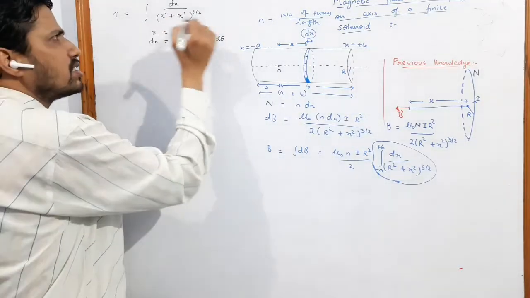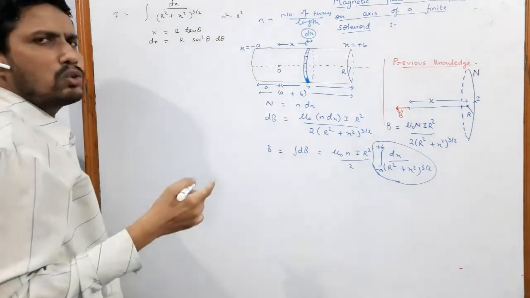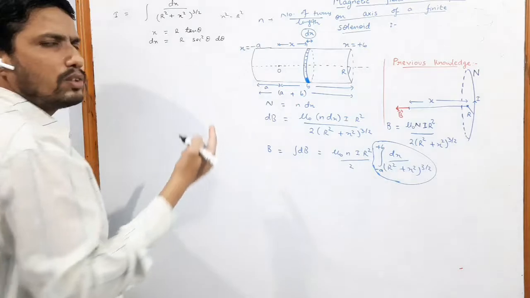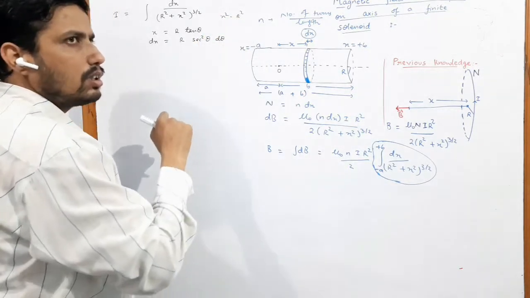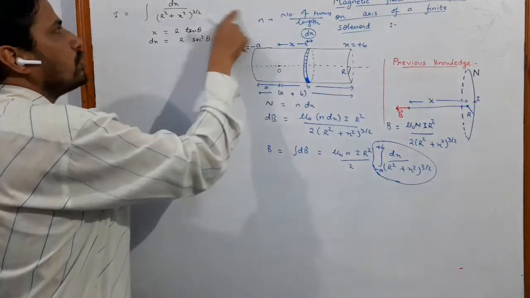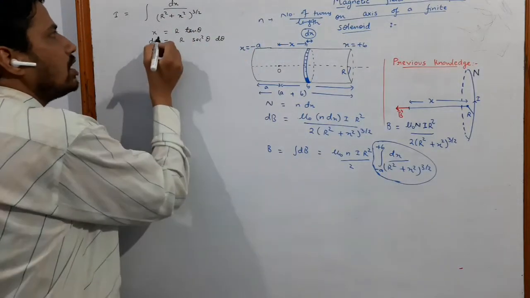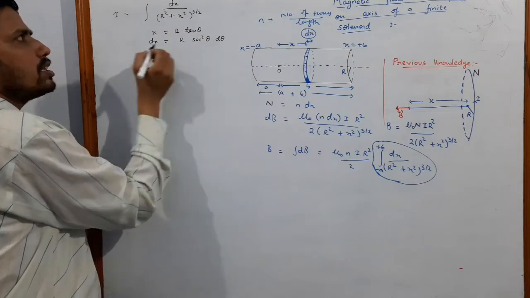answer. Generally the trick is that if you have x square minus r square, put x is equal to r sec theta, or if r square minus x square is there, put x is equal to r cos theta or r sin theta. And if you have r square plus x square, you put x is equal to r tan theta or r cot theta. So anyway, dx becomes r sec square theta d theta.